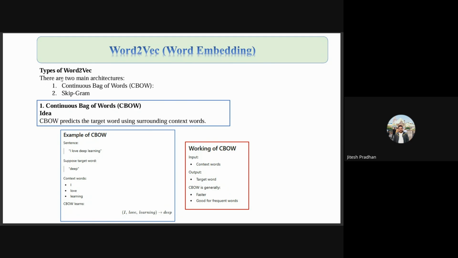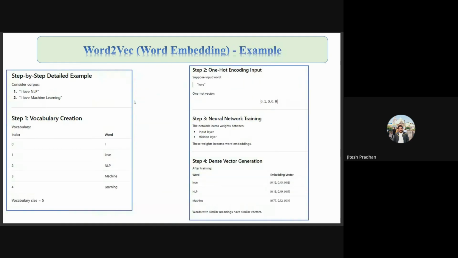Then we have two types of Word2Vec, what is known as continuous bag of words, CBOW, and skip-gram. So I am not explaining these two.